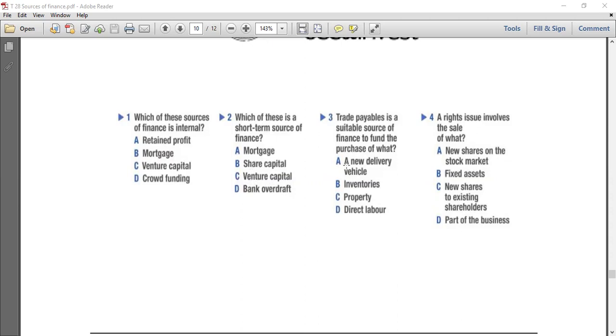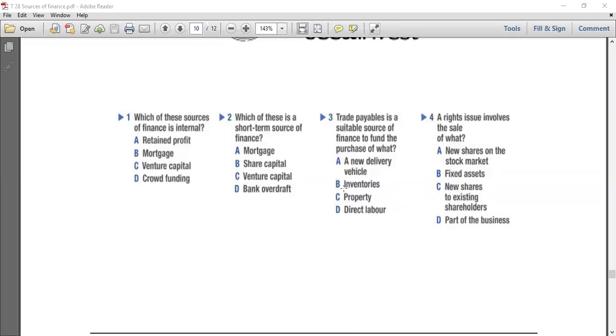Okay, question number 3. Trade payables is a suitable source of finance to fund the purchase of what? Delivery vehicle, inventory, property, direct labor. Okay, Deva, what's your answer? So is it inventories? Inventory, correct. Because normally we are using trade payables like a buy now, pay later option, for inventories, not the other ones.